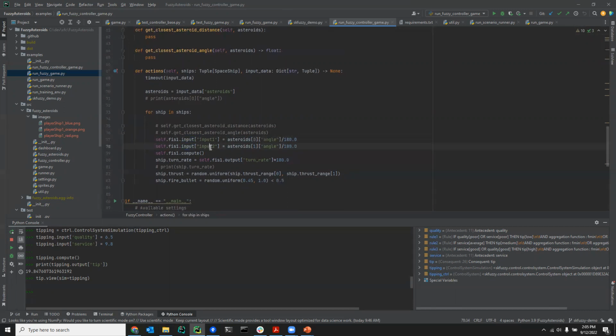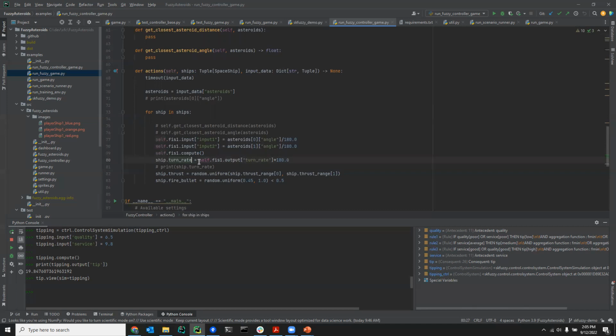Inputs 1 and 2 are the angles. These are being normalized. Remember, they're from -1 to 1. We're normalizing them because the range of angles is -180 to 180. We're computing the output based on that, and then we're grabbing that output. Remember that we need to scale it by 180 because the turn rate goes from -180 to 180, but the output from the FIS is only from -1 to 1. So we're scaling it to map it onto the right ranges, and that output is then going to be our turn rate.